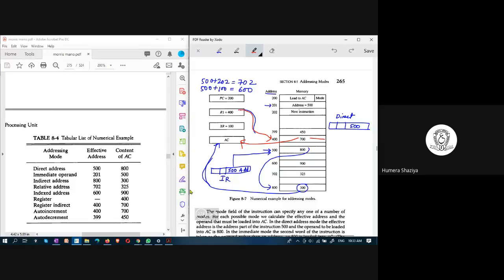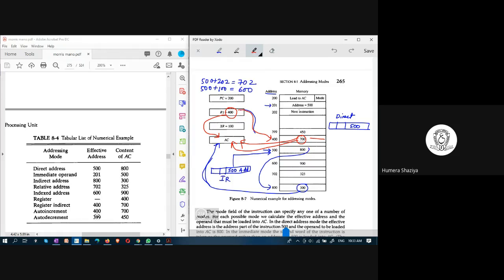First, what happens in register address? Actually, 400 is the value. 400 you copy into AC in register mode. In register indirect mode, you consider 400 as an address because it is indirect. You go to 400 location, whatever is the value, that one you bring into accumulator.